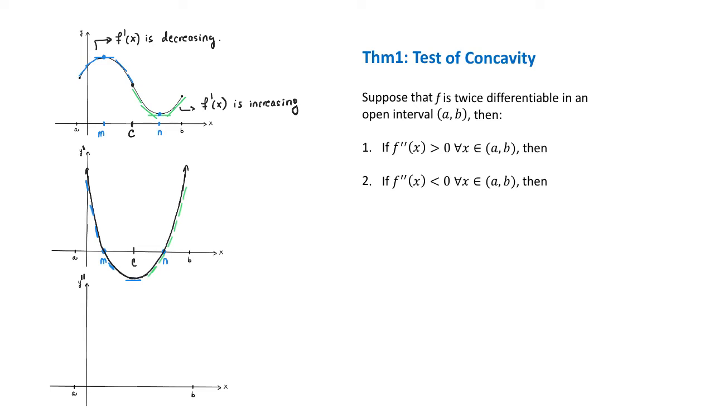That means that x equals C is very important for us. This is where the second derivative is going to cut through the x-axis. And then if we also notice that at x equals M, the tangent line has a negative slope. So let me position M somewhere here. And when we look at x equals N, the tangent line has a positive slope.